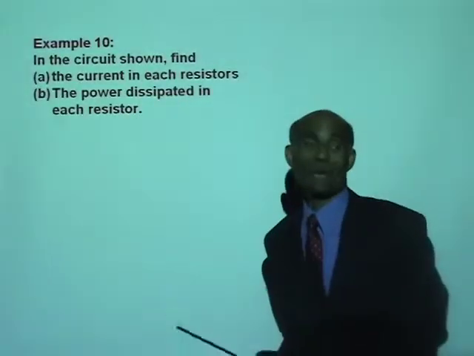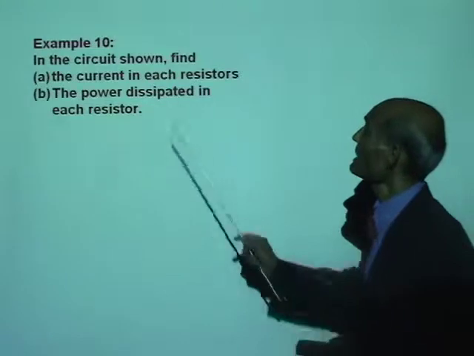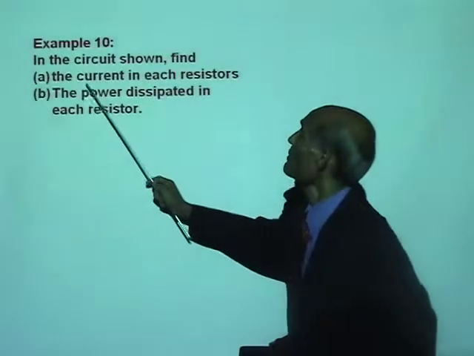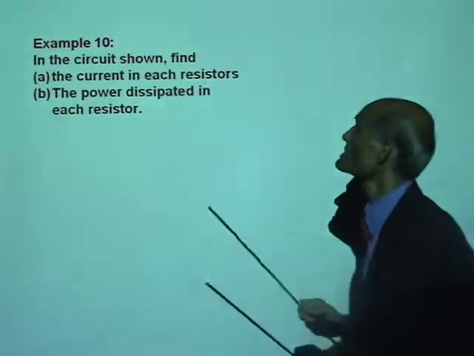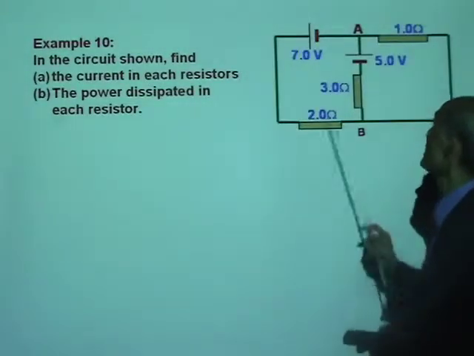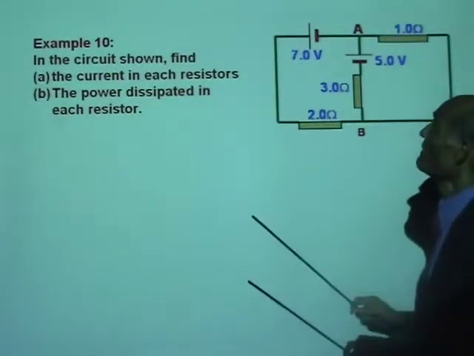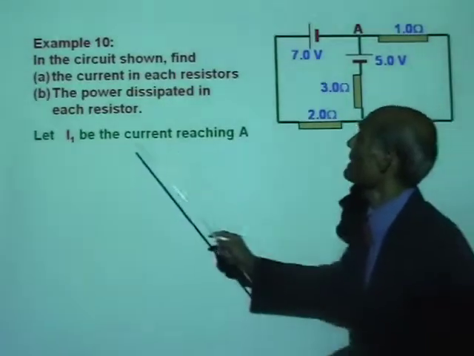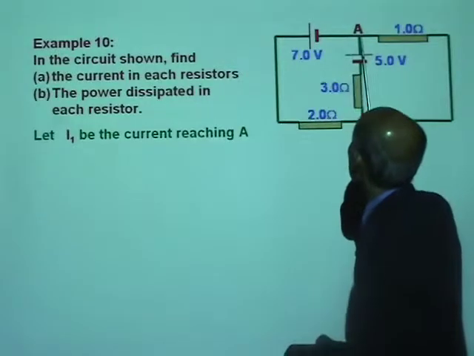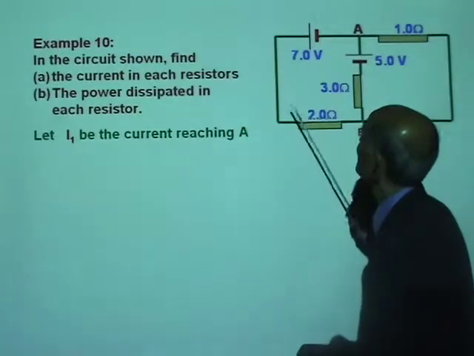Let's do quickly a final one. In the circuit shown, find the current in each resistor, and the power dissipated in each resistor. Now this is the circuit. Find the current in each resistor. Let I1 be the current reaching A.